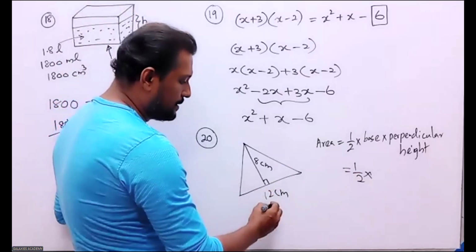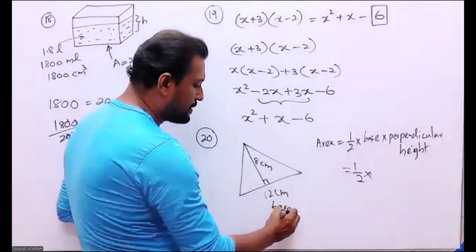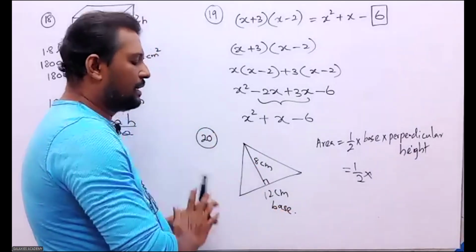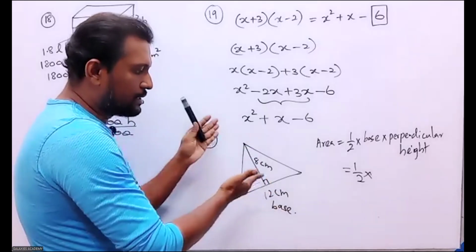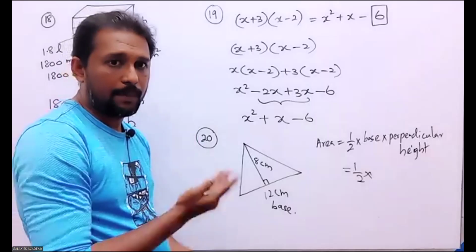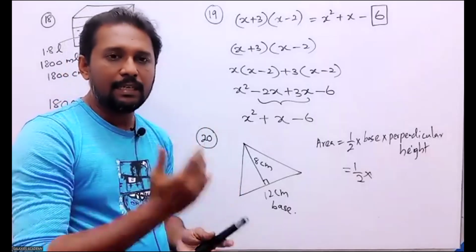Right? So this one is the base. This perpendicular length is known as the perpendicular height. Perpendicular means what? As 90 degrees.